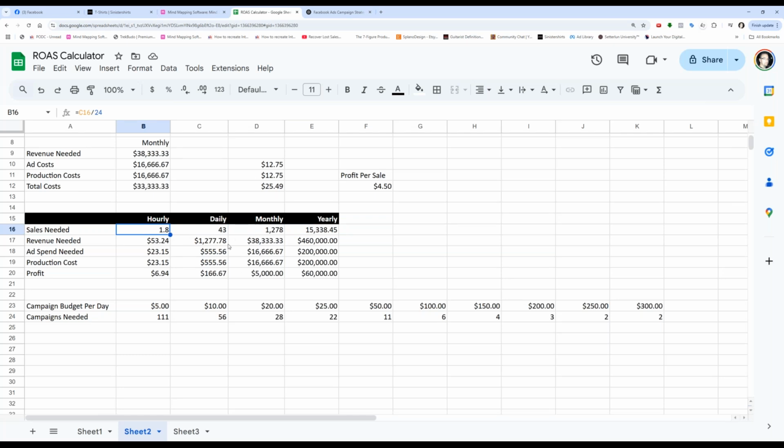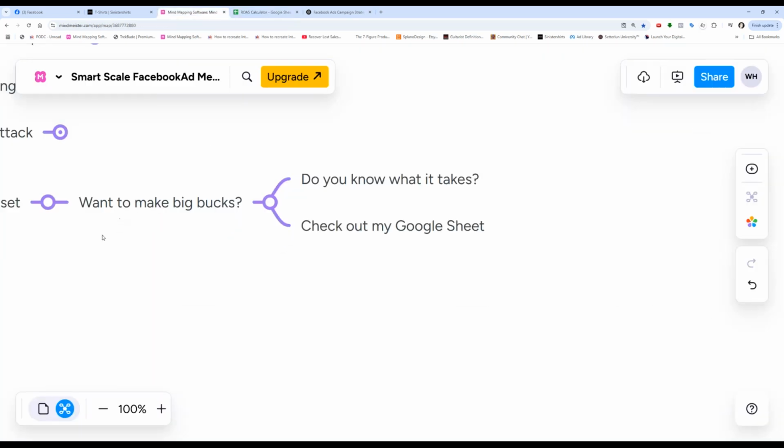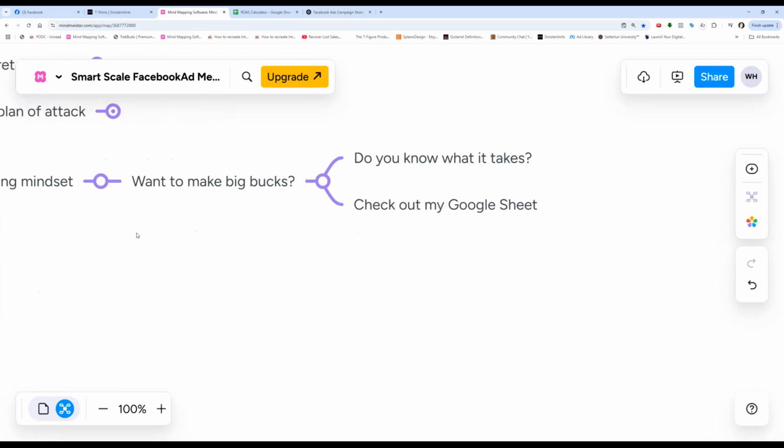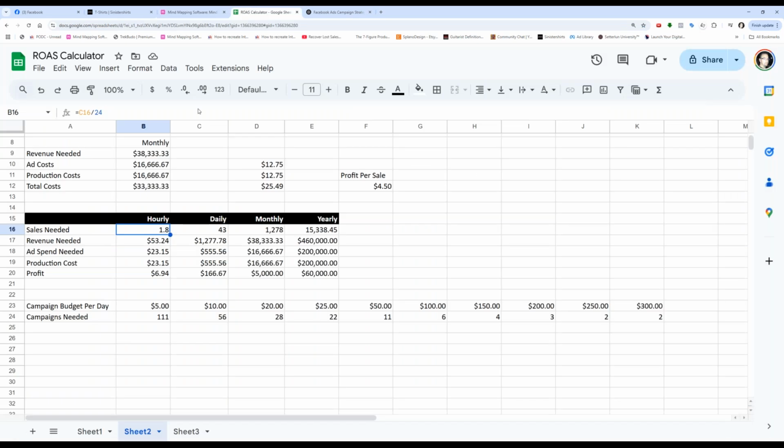So I'm doing this because of mindset. I want you to see what it takes to get to these numbers so that you're prepared. And then when you go to run ads, you're like, okay, if I'm sitting there at $20 a day total, you'll make money. It's just going to take a long time.